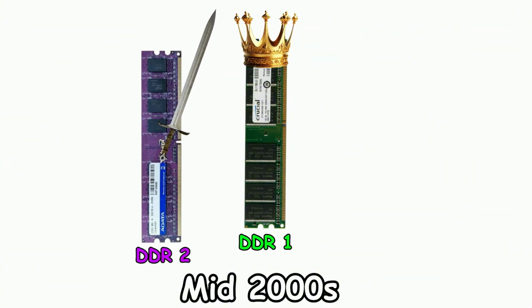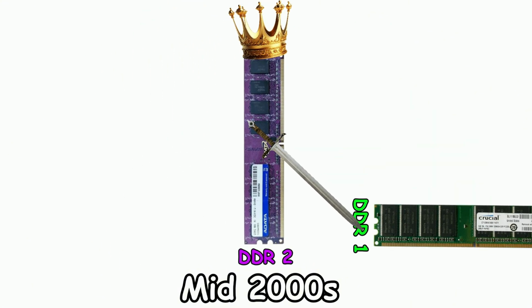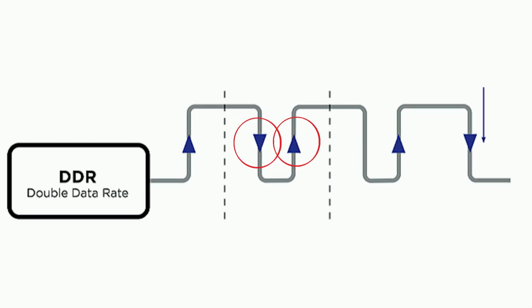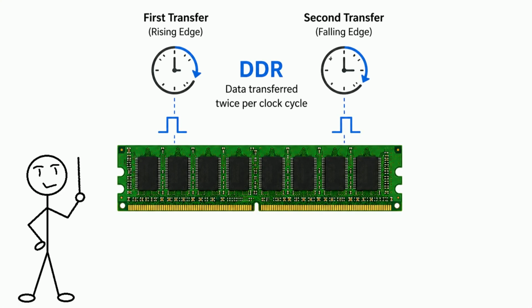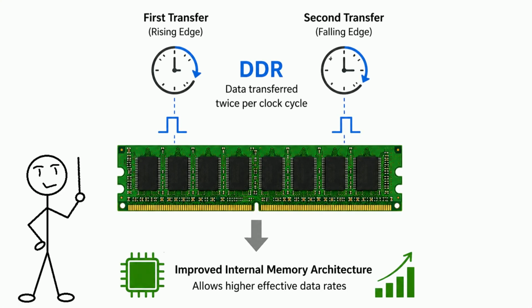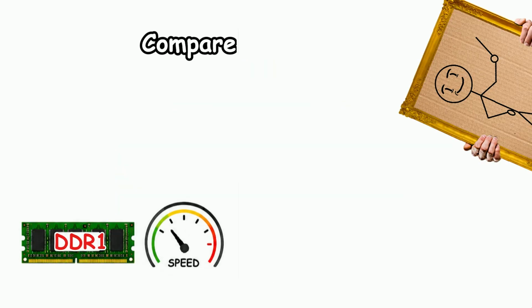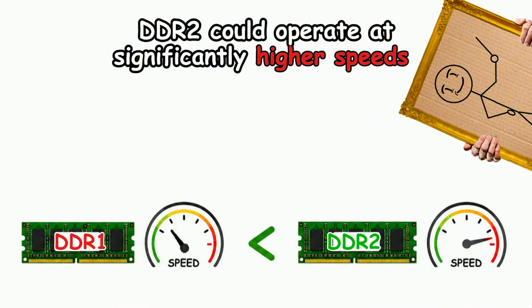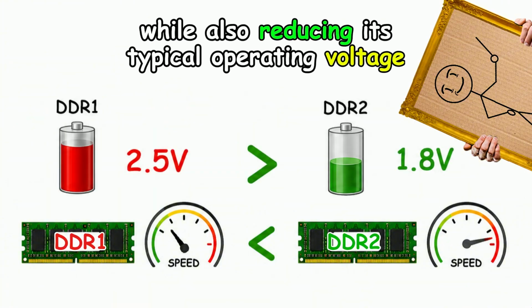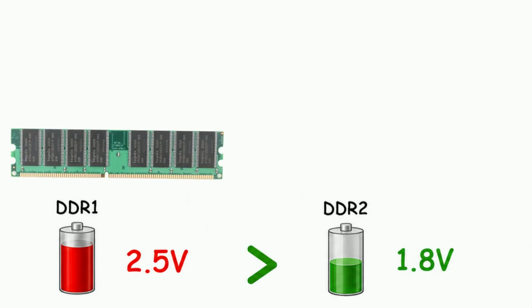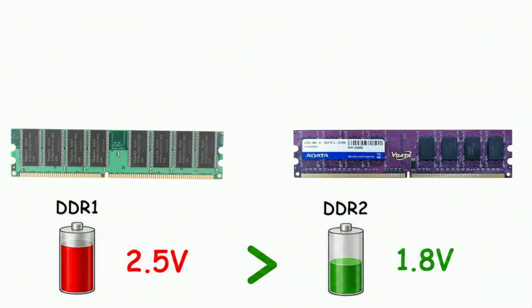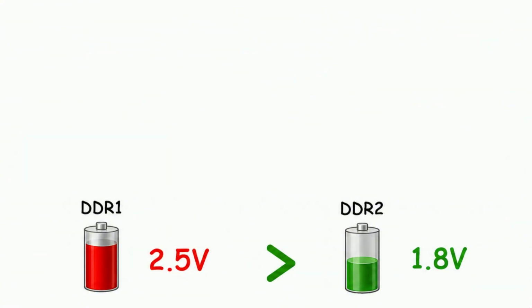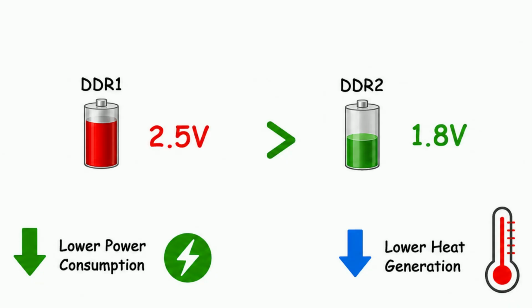DDR2 was introduced as the successor to DDR1 in the mid-2000s. It kept the basic double data rate principle of transferring data twice per clock cycle, but introduced improvements to the internal memory architecture that allowed it to achieve higher effective data rates. Compared with DDR1, DDR2 could operate at significantly higher speeds while also reducing its typical operating voltage. DDR1 generally operated at around 2.5 volts, while DDR2 typically used around 1.8 volts. This reduction helped lower power consumption and heat generation.